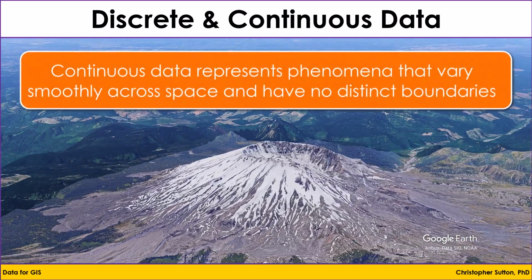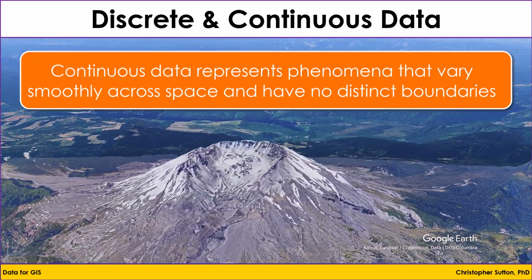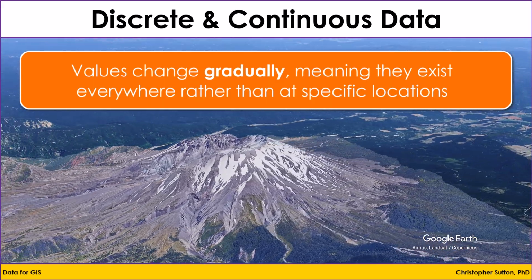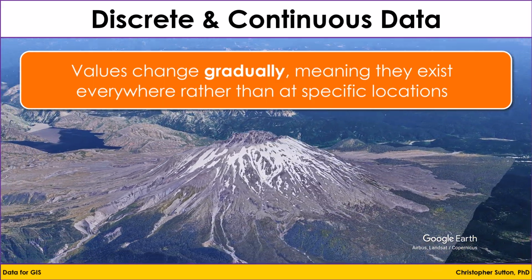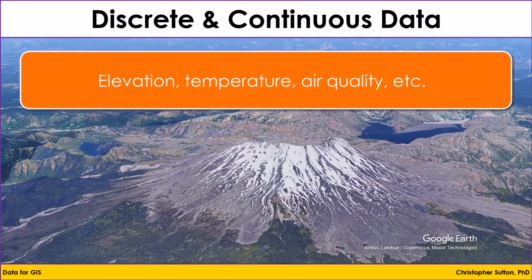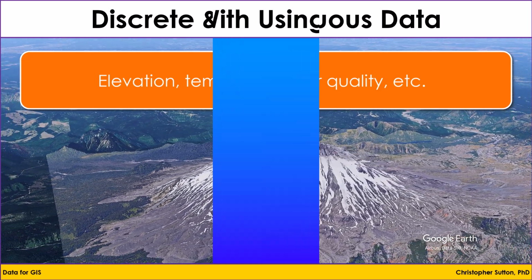Continuous data represents phenomena that vary smoothly across space and have no distinct boundaries. These values change gradually, meaning that they exist everywhere rather than at specific locations. Examples of continuous data include elevation, temperature, and air quality.